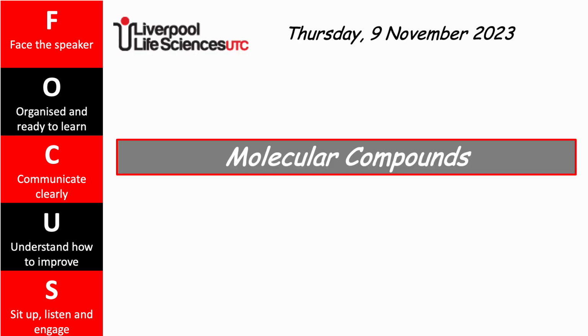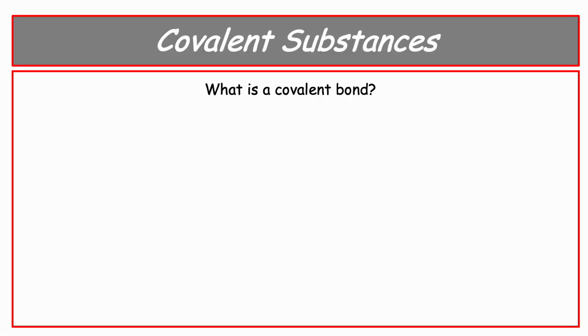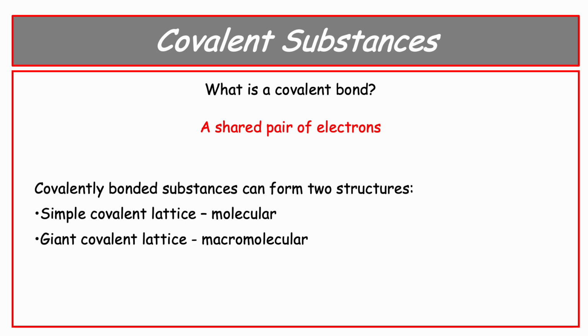So in this lesson, we're going to look at molecular compounds. In particular, we'll be looking at the boiling point and melting point of simple molecular compounds, as well as their conductivity. So, if you remember from last lesson, we defined a covalent bond as a shared pair of electrons, and we said that it exists between two non-metal atoms. Covalently bonded substances can form 2 types of structure, and we're going to look at one of them this lesson and the other one in another lesson. So today we're going to focus on simple molecular, and then in the next lesson we'll look at giant covalent.